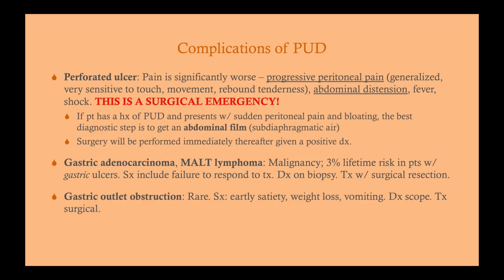You'll diagnose this with a biopsy and treat this with surgical resection, like I said, with the exception of those lower grade MALT lymphomas. Gastric outlet obstruction is thankfully rare. Look for symptoms like early satiety, weight loss, and vomiting. Obviously, alarm signs. You're going to get a scope, and you'll notice it there. The treatment is surgical for that.